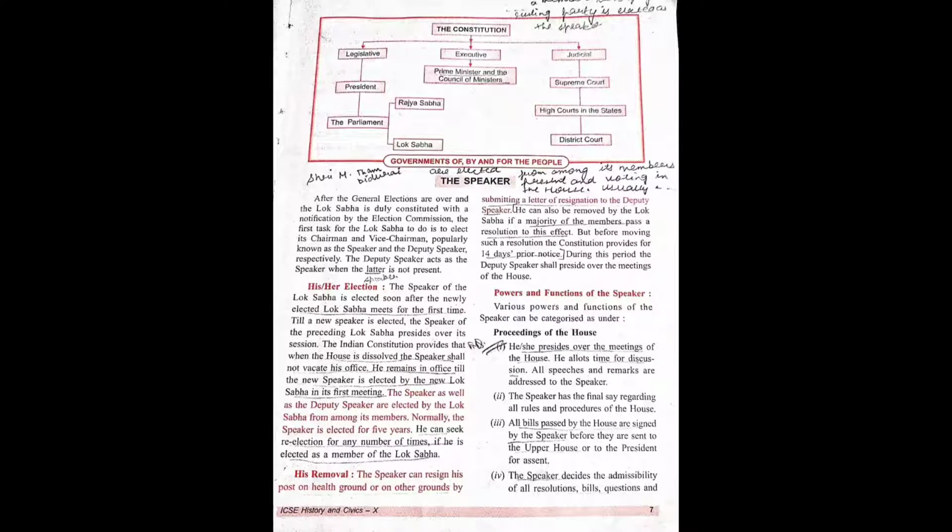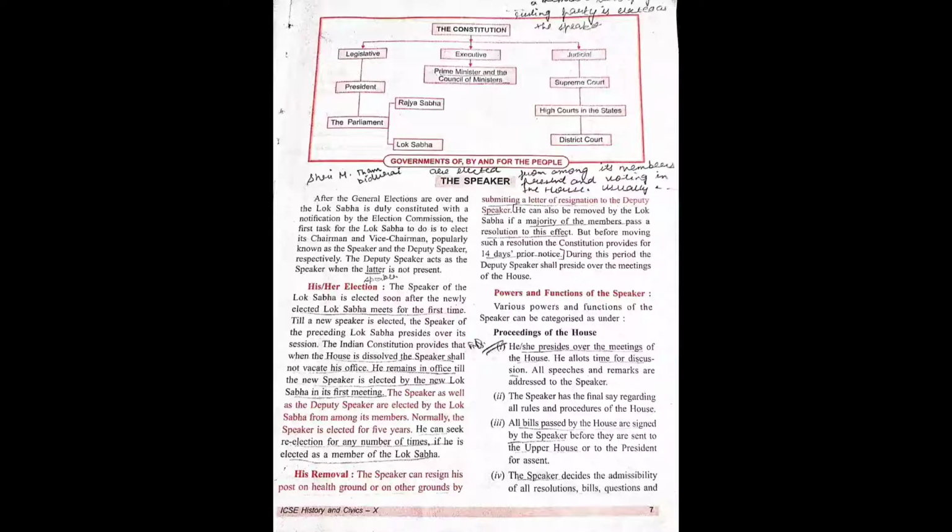So, after the general elections of the Lok Sabha is done and the members of the Lok Sabha are elected, two of the members of the Lok Sabha are elected as chairman and the vice chairman, who are known as the Speaker and Deputy Speaker respectively. When the Speaker is not present in the House, the Deputy Speaker performs all the functions of the Speaker in the House.